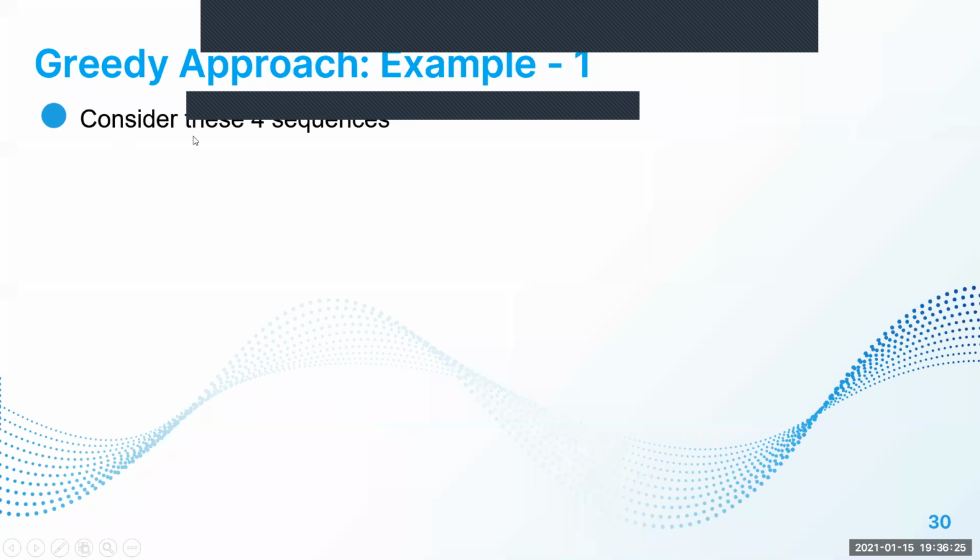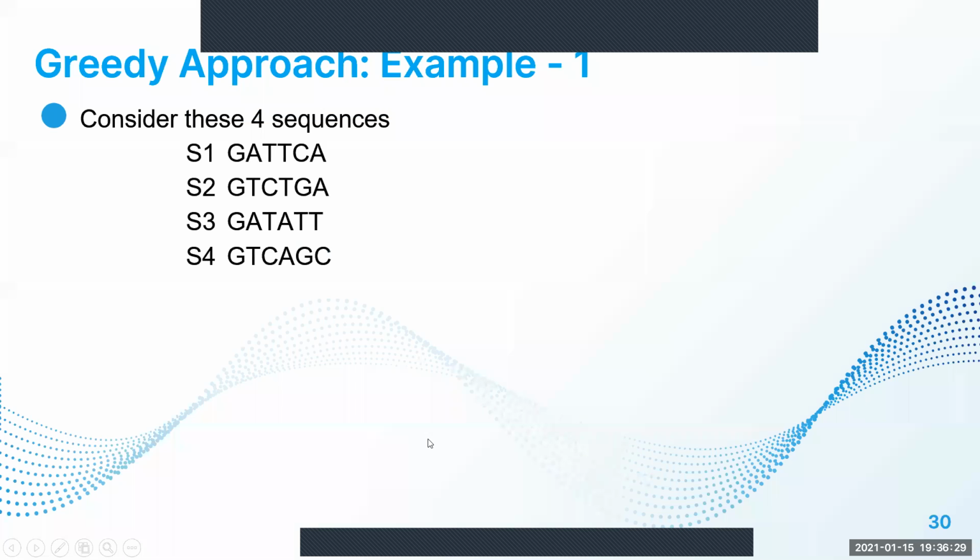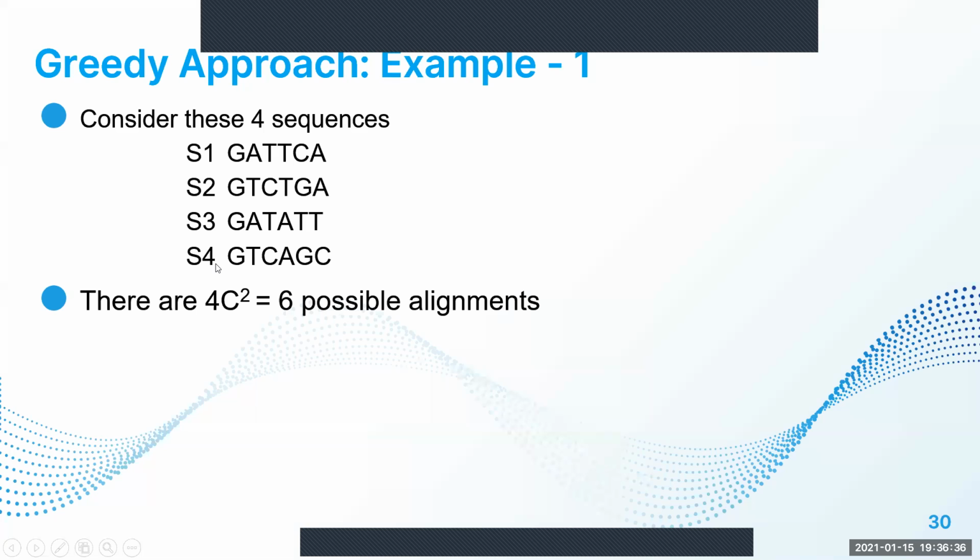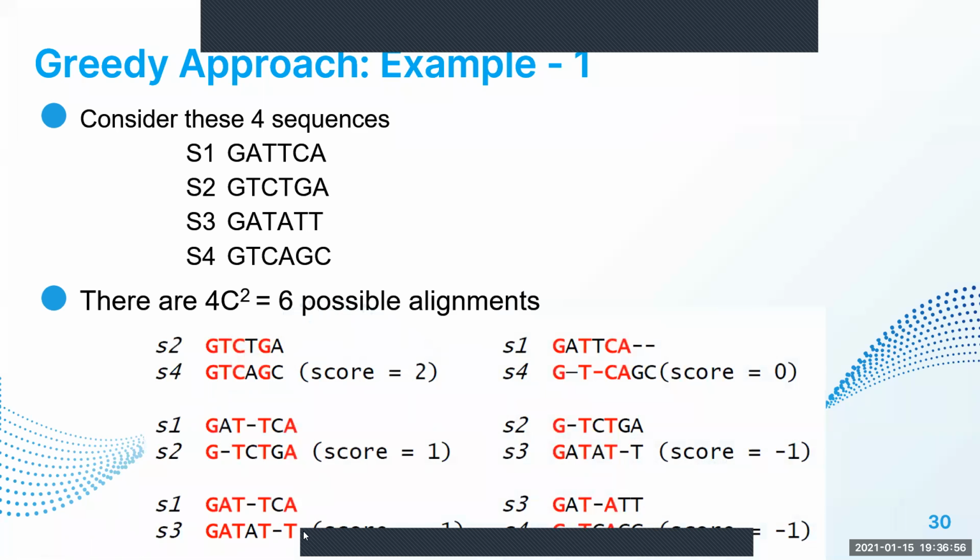Suppose you have 4 sequences: S1, S2, S3, S4. Then you have 6 possibilities. You can have pairwise combinations: S1 S2, S1 S3, S1 S4, S2 S3, S2 S4, S3 S4. Like that, you can have 6 possibilities, that means 6 alignments.